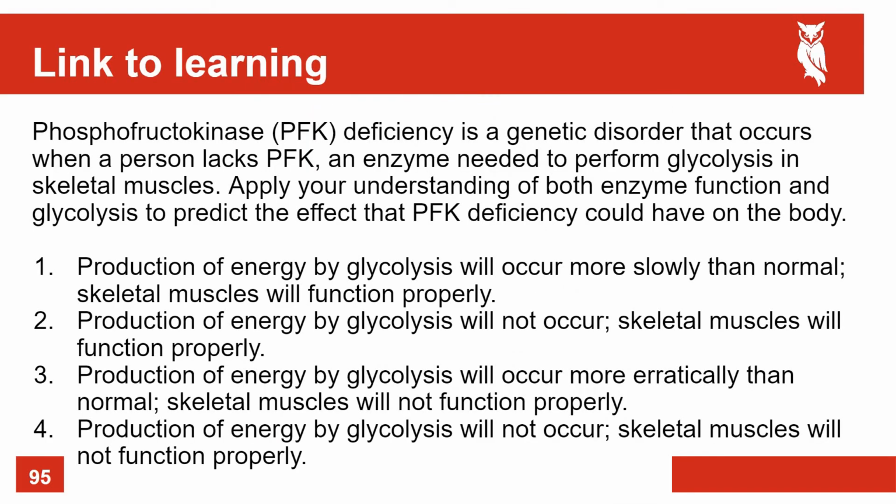Alright, phosphofructokinase deficiency is a genetic disorder that occurs when a person lacks PFK, an enzyme needed to perform glycolysis in skeletal muscles. Applying your understanding of both enzyme function and glycolysis, predict the effect that PFK deficiency would have on the body. One: the production of energy by glycolysis will occur more slowly than normal. Skeletal muscles will function properly. Two: production of energy by glycolysis will not occur. Skeletal muscles will function properly. Three: production of energy by glycolysis will occur more erratically than normal.